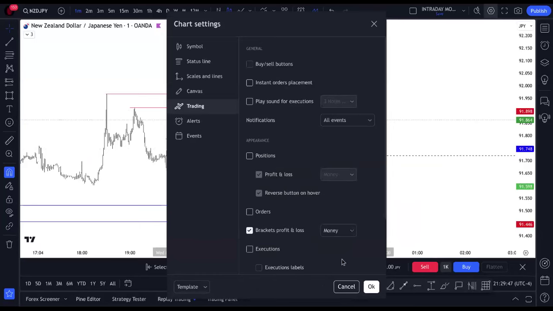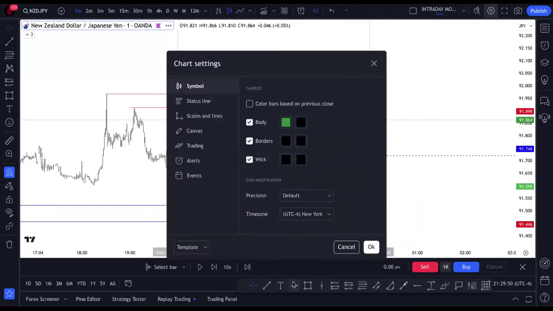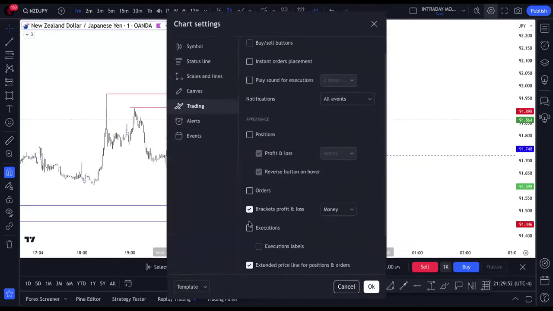How do I get this orders? Is it orders? I don't even know how to get this off the screen.